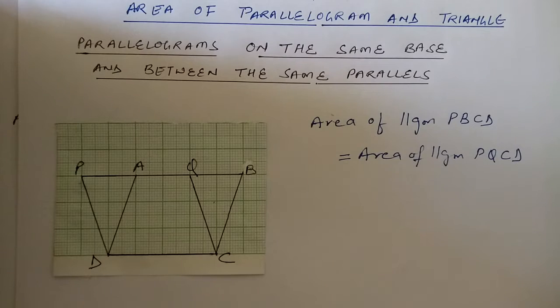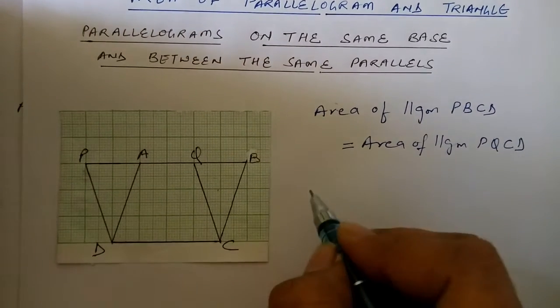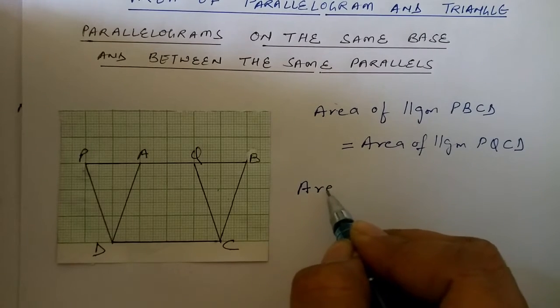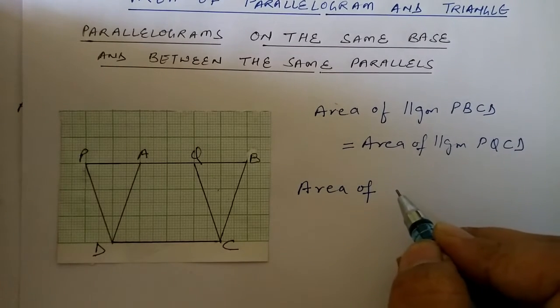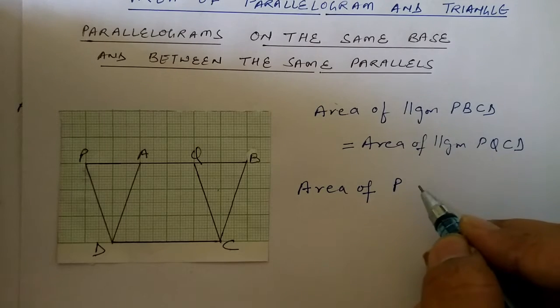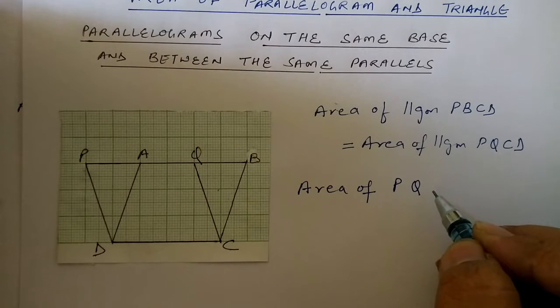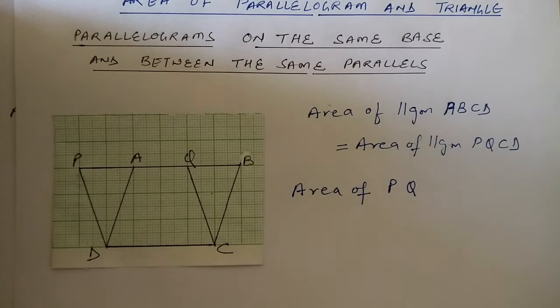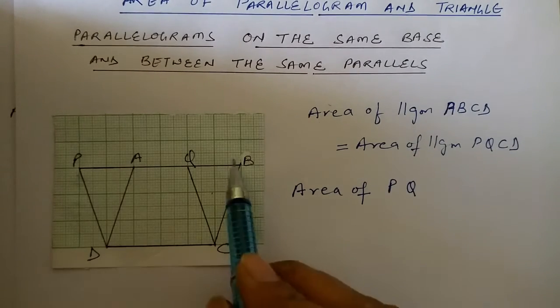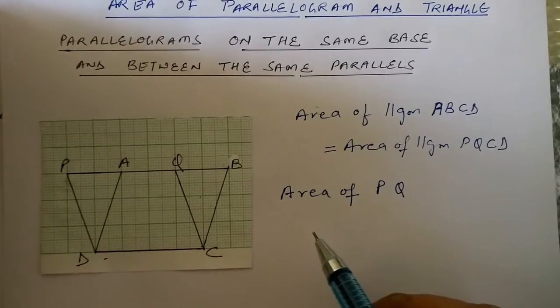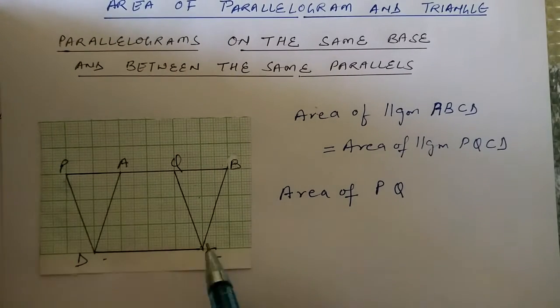Now here we'll be doing this theorem by our usual way. We are not doing it in a proof way. We are not proving the theorem. We are just doing it by the way we were used to do in class 6th, by counting the squares. So that is just a sort of an activity. So we have to prove that area of parallelogram ABCD is equal to area of parallelogram PQCD.